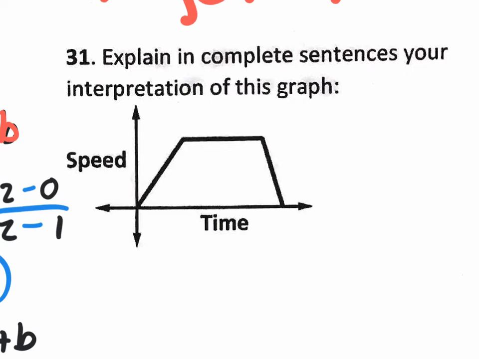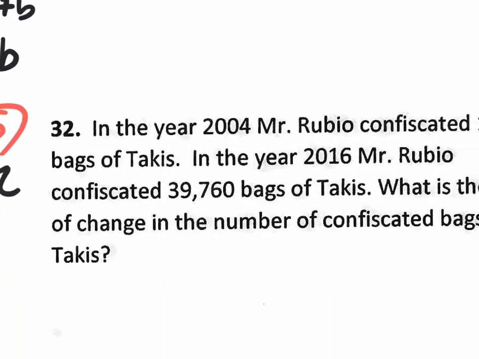So that's 31. I would say you're in a car, you're not moving, you start moving, you speed up, you speed up, you speed up, and then you maintain a certain speed, and then after a while of maintaining that speed, you stop. You decrease and stop. Moving on to number 32, the final one.